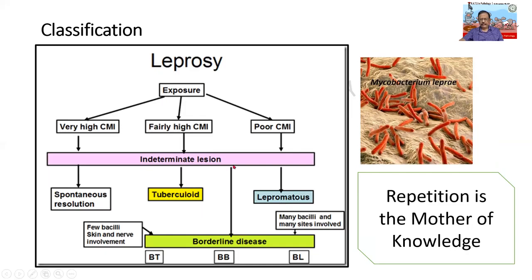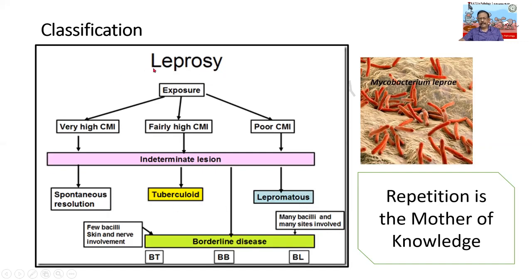And whenever there is a spectrum, midway there will be something, and that is called borderline. And borderline itself, if it is more towards tuberculoid, it is called borderline tuberculoid. If it is more towards lepromatous, it is called borderline lepromatous. And if it is right in the middle, we call it borderline borderline. So obviously, there will be fewer bacilli. Skin and nerve can be involved in this, whereas there will be many bacilli in lepromatous leprosy. So there is a poorer prognosis in this, better prognosis in this.